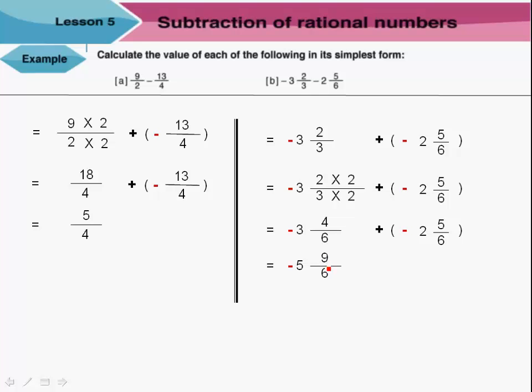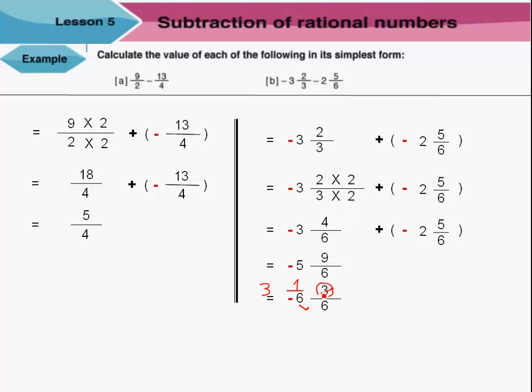Divide 9 by 6. It will give 1 and the remainder will be 3. So the numerator will be the remainder, which is 3, and the denominator is 6. And what about the 1? We have to add 1 to 5, which gives 1 plus 5 is equal to 6.